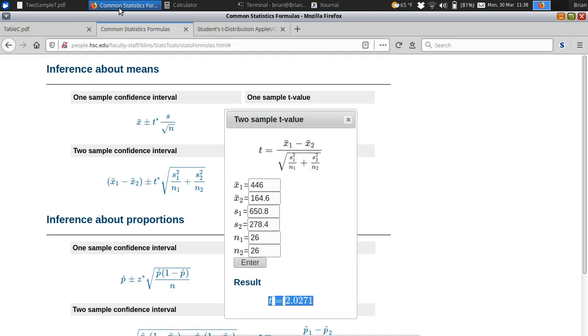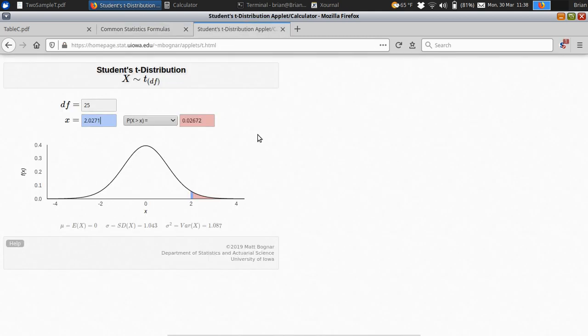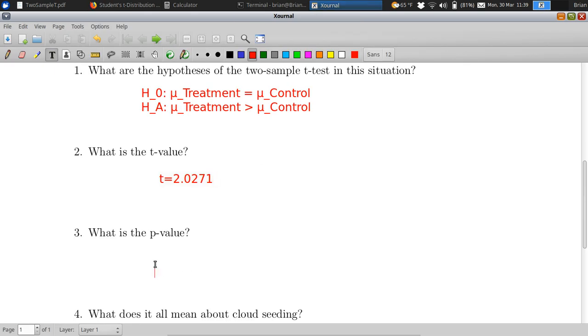So to calculate the p-value, you use the app. I've already done that here. I've got the degrees of freedom. Now, the degrees of freedom when you do a 2-sample t-test is the smaller sample size minus 1. In this case, both sample sizes were 26, so the smaller sample size minus 1 would be 25. I've typed in my t-value right here, 2.0271, and then I want the probability of getting a result as extreme or more than what we got. So in other words, this right tail of the distribution is our p-value, and you can read off the number there. It's about 2.67, or if I round that, about 2.7%. So the p-value equals 2.7% if I round to 1 decimal place, which is good enough for p-values.